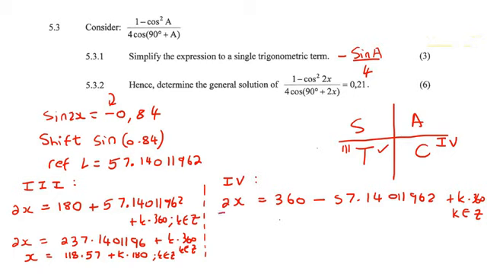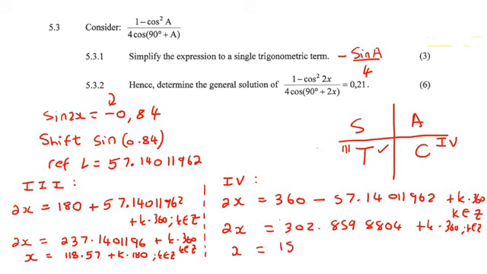And then we're going to go do the same process for this one over here now. And so if you put those two numbers together, you're going to get 302.8598804 plus k360. K is an element of Z. And now we're just going to divide everything by 2. And so now we can round off to 2 decimal places. So that's 151.43 plus k times 180. K is an element of Z.